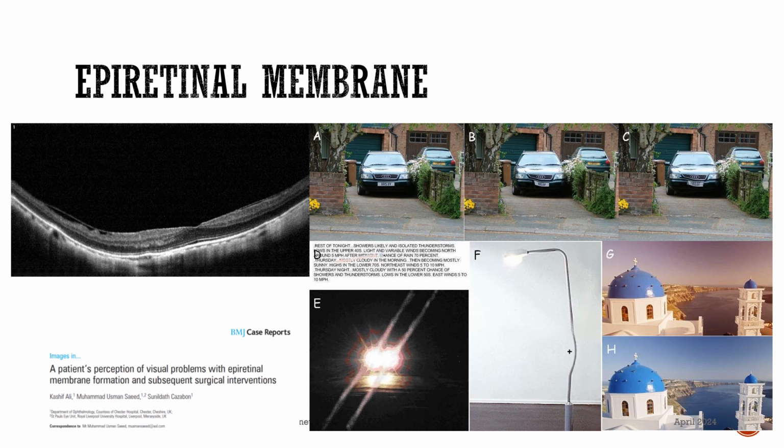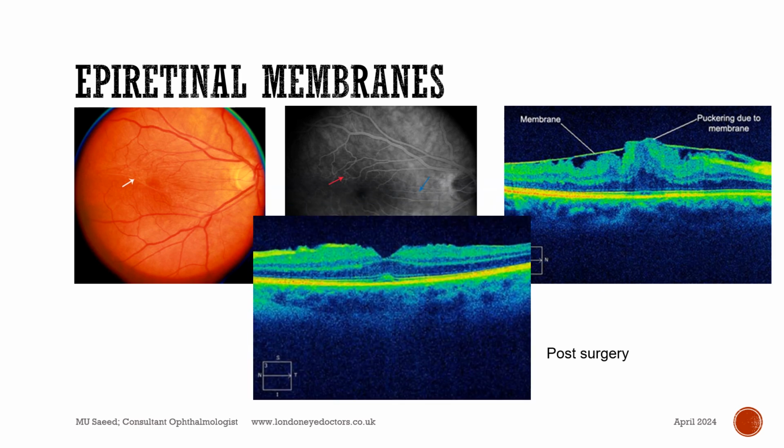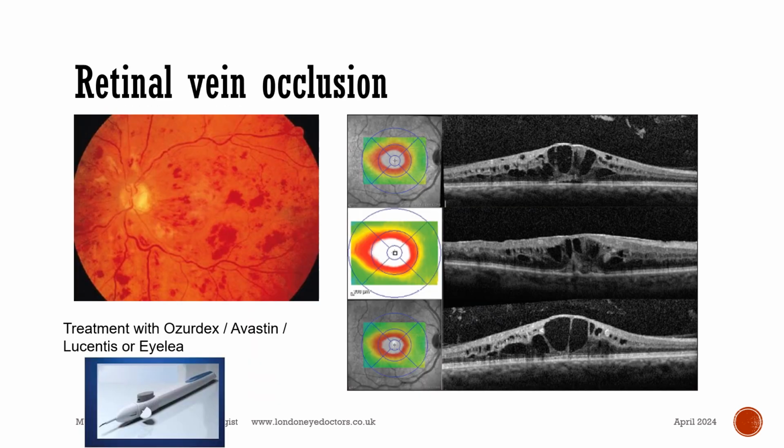Epiretinal membranes can be identified clinically as well as on the OCT scan. Epiretinal membranes such as these can lead to distortion. Usually after the surgery, the distortion is much less, and the patient's vision quality improves significantly.